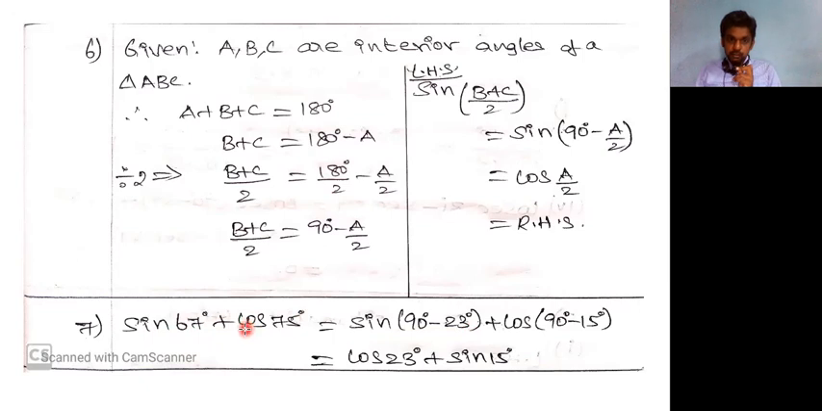So cos 75 can be written as cos(90 − 15). Sin(90 − θ) is cos θ, and cos(90 − θ) is sin θ. So sin(90 − 23) is cos 23, and cos(90 − 15) is sin 15. So we have converted these two trigonometric ratios into trigonometric ratios which have angles between 0 and 45. I want you to try the other subdivisions as an assignment.